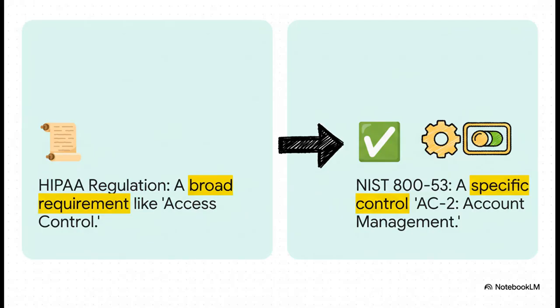On to project number 3, compliance mapping. This is such a cool skill. It's kind of like being a translator between 2 different languages of security rules. And this slide shows it perfectly. See over on the left? You've got this broad rule from HIPAA that just says access control. It tells you what you need to do, but it's not very specific on the how. Now look at the right. That's a control from a framework like NIST 800-53, and it gives you a specific action, account management. Being able to connect those 2 things shows an employer that you can turn vague legal requirements into actual technical work.